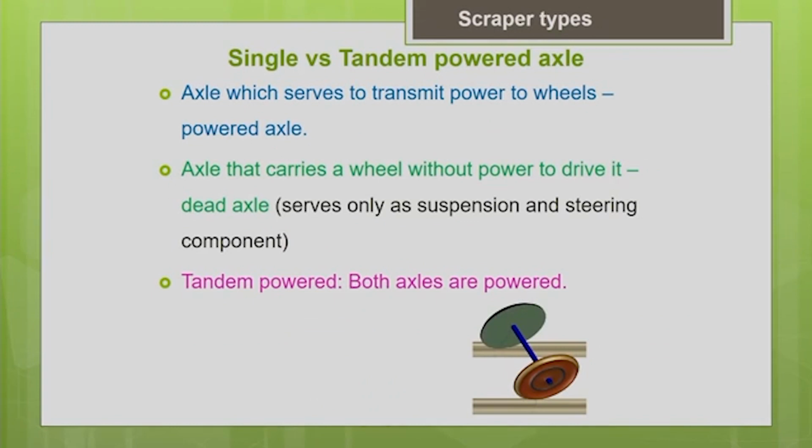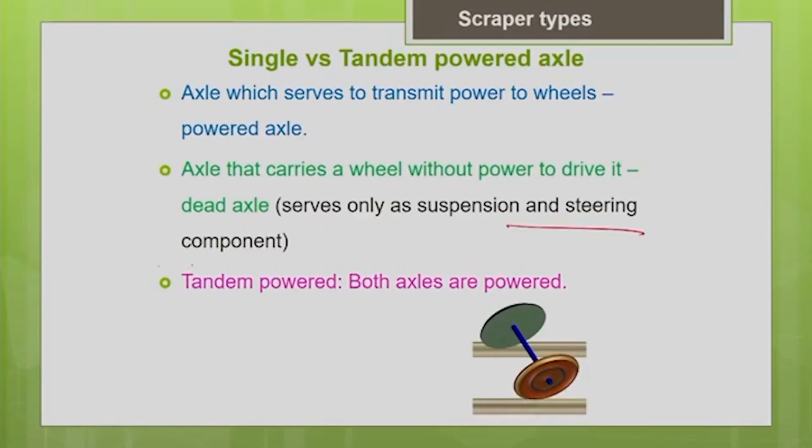Now let us see what are these single versus tandem powered axle scrapers. Basically, how do you classify the axle into powered axle and dead axle? See, in our common vehicle, for example a car, it need not be the case that all the axles are powered. Maybe only one axle may be powered and the other axle will be just dead. Powered in the sense that the powered axle will transfer the power to the wheel. Those wheels are called driving wheels. The other axle will be just a dead axle, which won't transfer the power to the wheel.